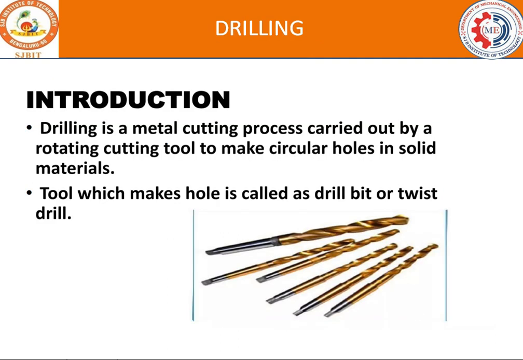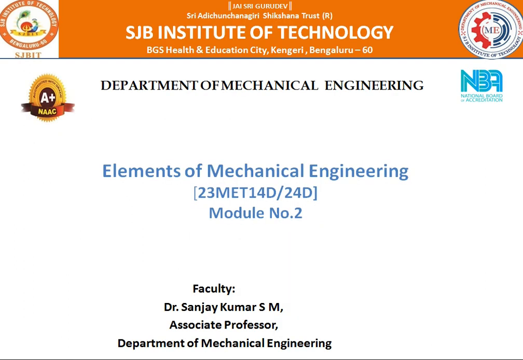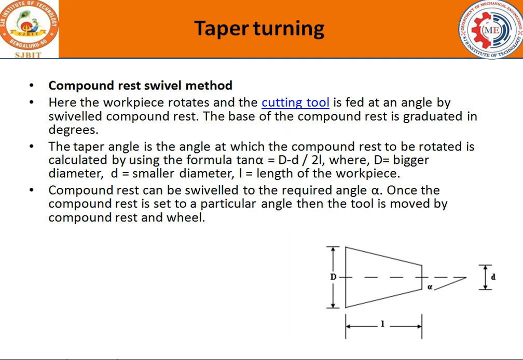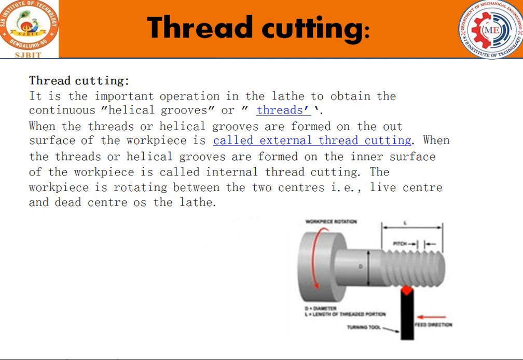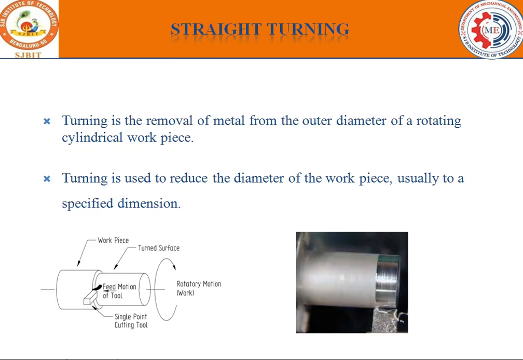So drilling is a metal cutting process carried out by a rotating cutting tool to make a circular hole in solid materials. The tool which makes the hole is called a drill bit or twist drill. So these are some of the operations which we can do by using the lathe.